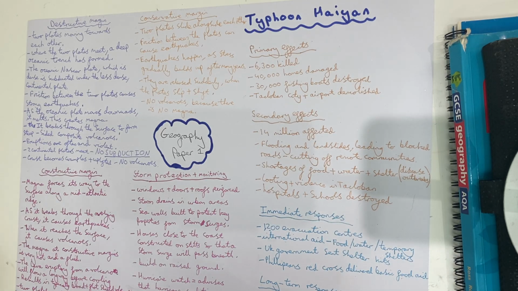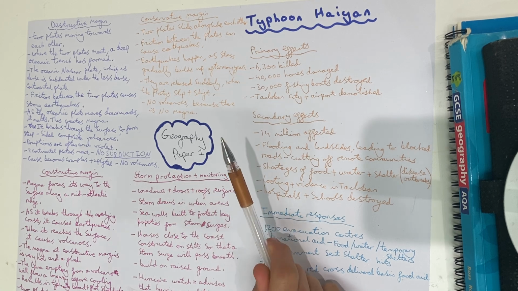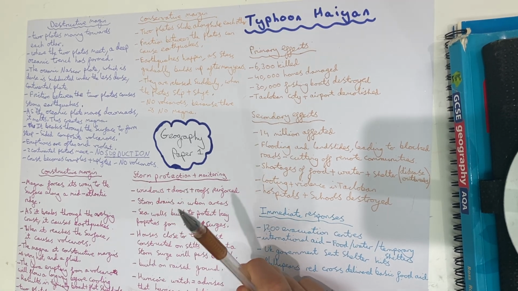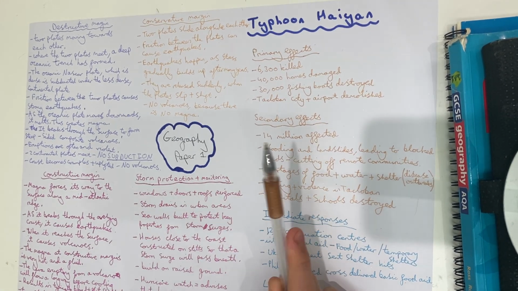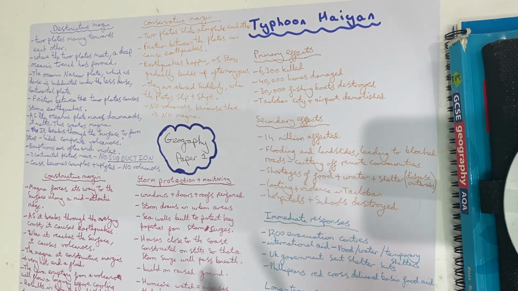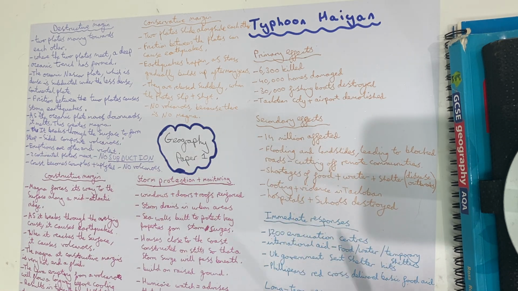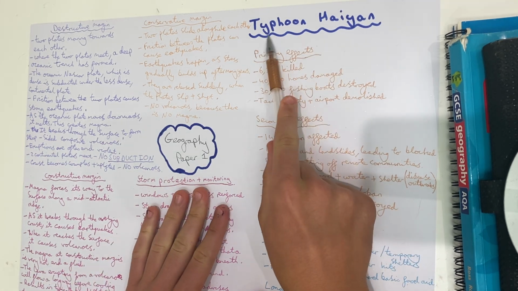So this is part one of the Geography Paper 1 All You Need to Know series. It'll probably be 3, 4, 5 parts explaining everything you need to know for the first paper to get yourself a grade 9. Okay, so first we have the Typhoon Haiyan case study.